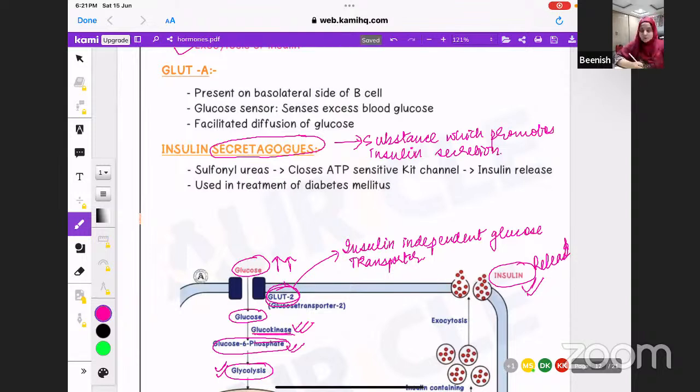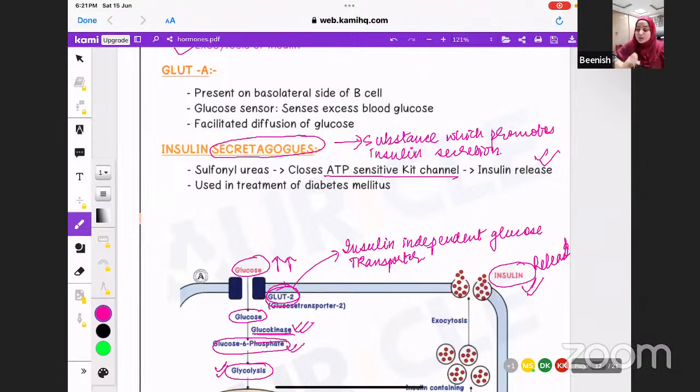Okay. So your sulfonylureas, what do they do? They close ATP sensitive potassium channels. So when potassium channels are closed, what was happening? Depolarization was taking place and calcium channels were being opened, and ultimately insulin release was taking place. So sulfonylureas are insulin secretagogues. How? Because they close ATP sensitive potassium channels, causing release of insulin.